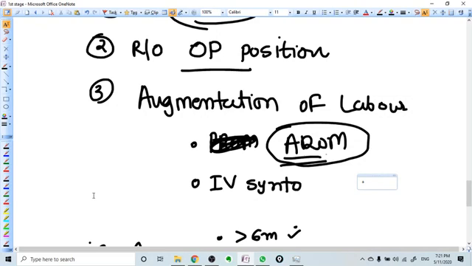Meanwhile, as you are preparing for the cesarean section, you need to continuously monitor the fetal status, even while sending the patient to the OT. This, my friend, clears the first stage of labor. Thank you.